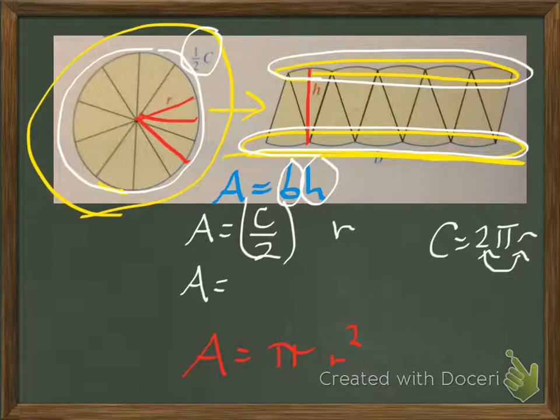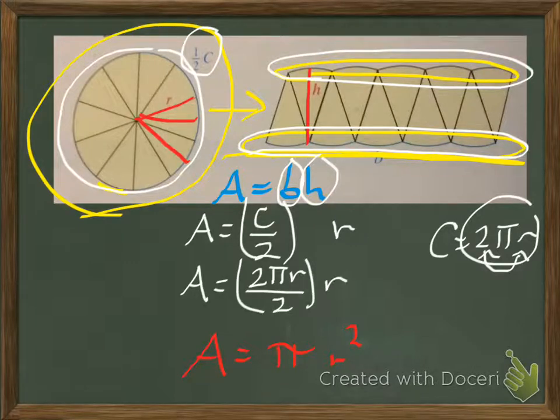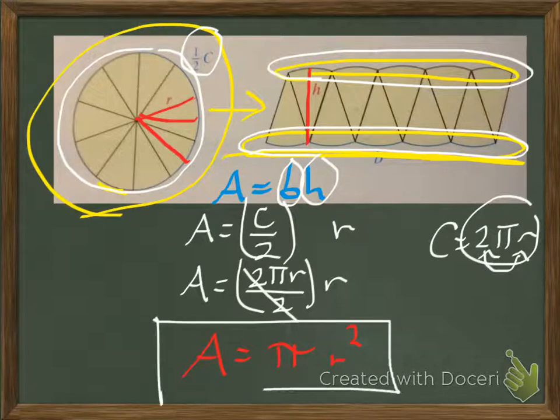So if I put this right here in for the circumference, I get 2 pi r, that's the circumference, divided by 2 times r. All right, one more line. The 2's are going to cancel out. 2 divided by 2 is just 1, and 1 times pi times r times r is pi r squared, and we have just derived the formula for the area of a circle.